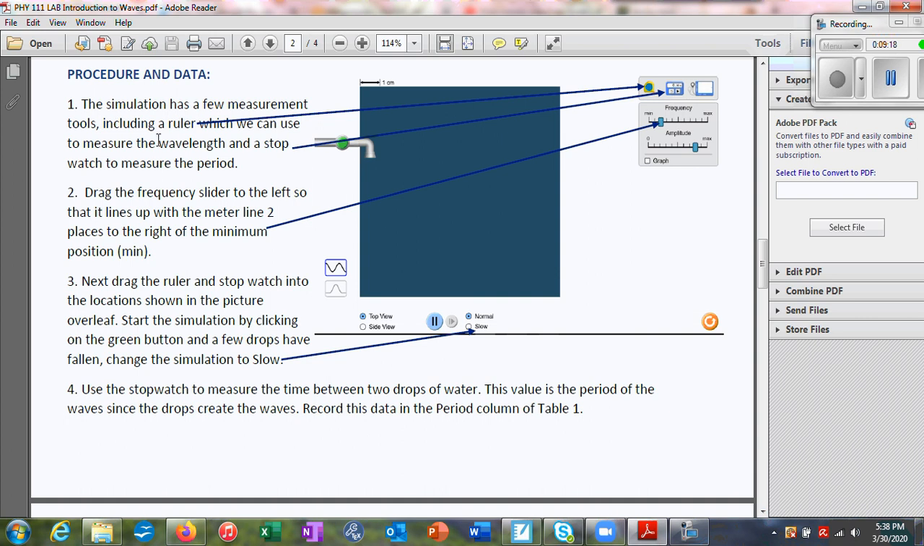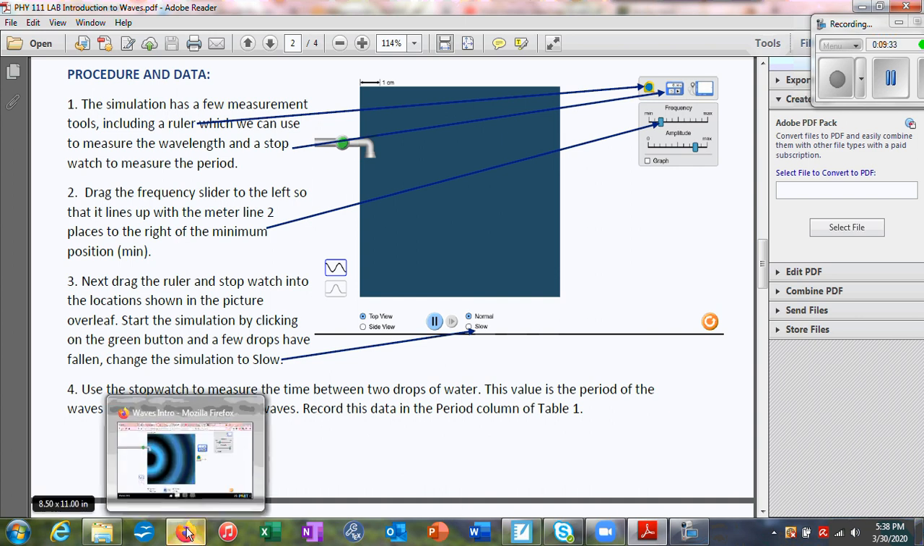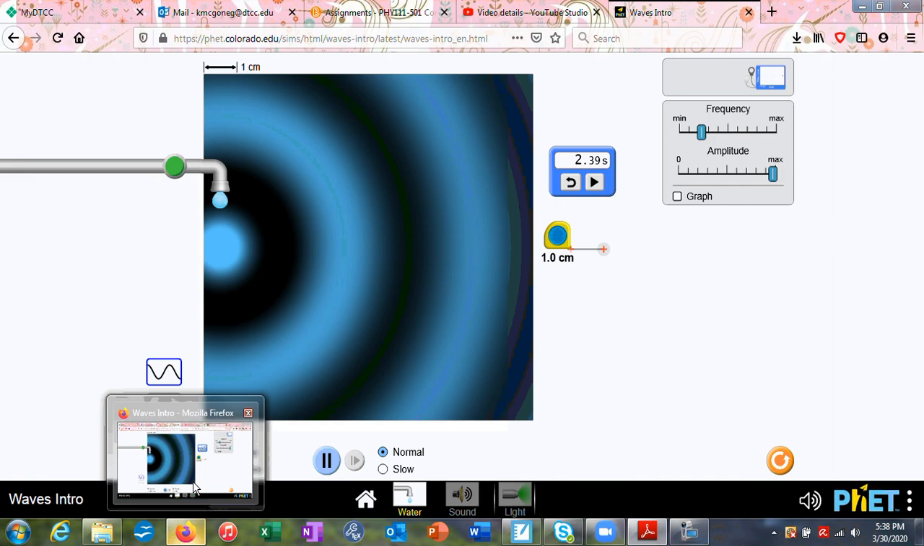So what you want to do is you're going to use that ruler that I showed you. You're going to use the stopwatch that I just showed you how to use. And you're going to move the frequency slider, and on ours that's running, I already moved it there. So let's look at this. You're going to move the frequency slider over to the left so that it is 2 places to the right of the minimum position.